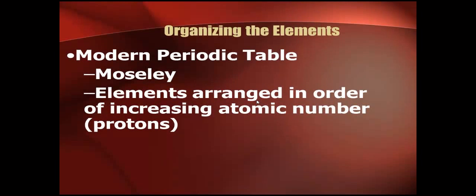Moseley is credited for structuring the modern periodic table, and he is known for organizing it based on the number of protons. So we talked about on Monday how on the periodic table, the number on top represents the number of protons. So you can say that the periodic table is arranged by number of protons, or you can say it's by atomic number. Now, you may think it goes up by mass all the time, but it doesn't.